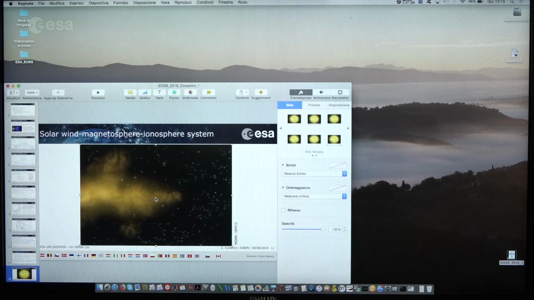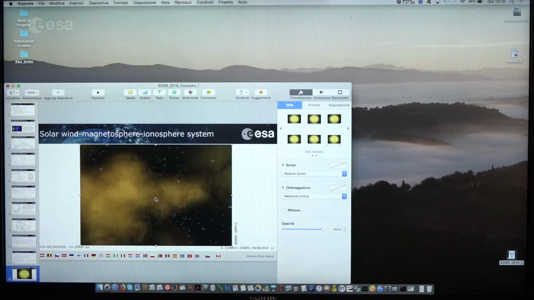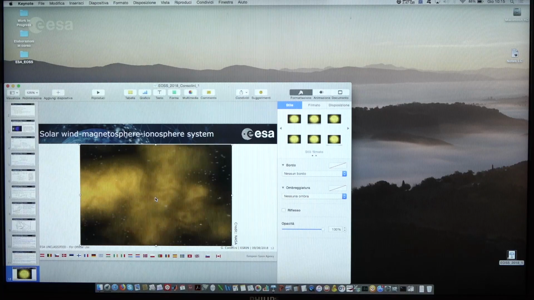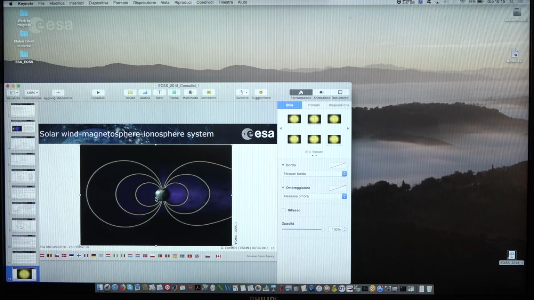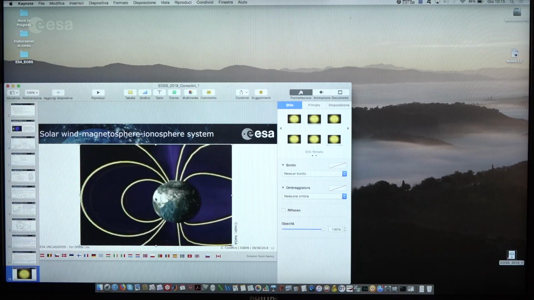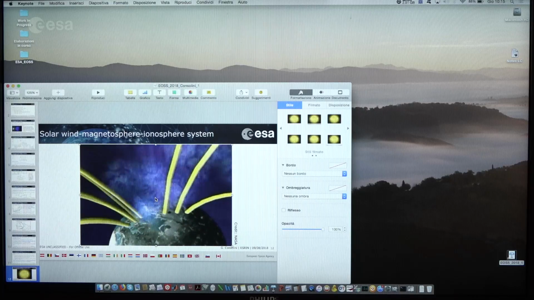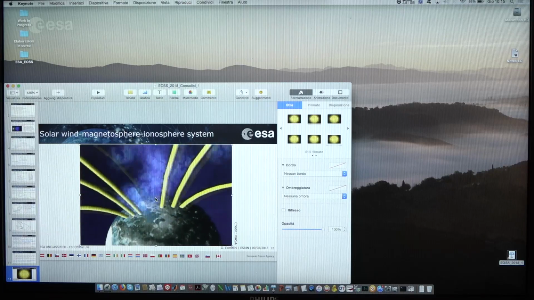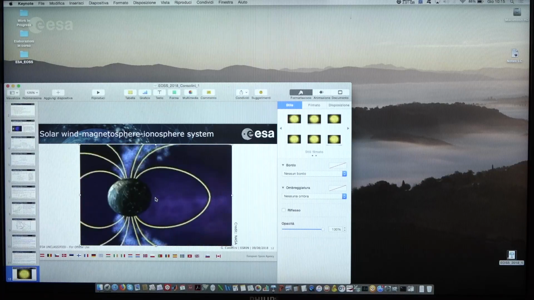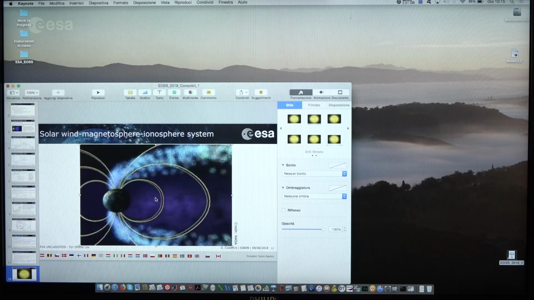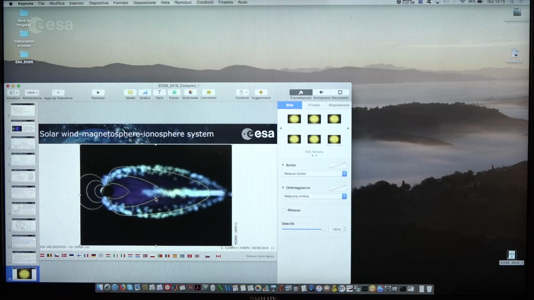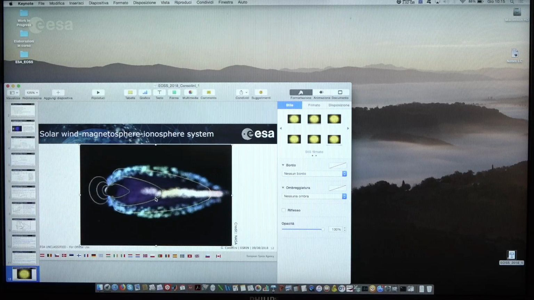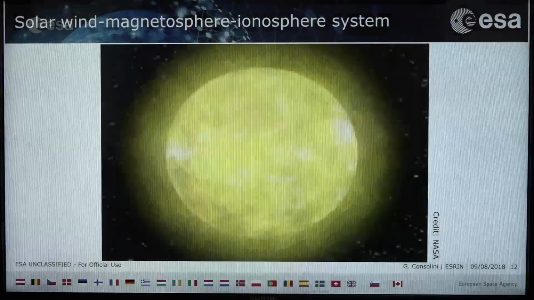So this is a movie. We have a coronal mass ejection from the sun. This coronal mass ejection impacts the Earth's magnetosphere, compressing it and also transferring energy, particles, and momentum to the Earth's magnetosphere, which is advected to the high latitude ionosphere. So the study of the high latitude ionosphere is completely connected with what happens in the solar wind and on the sun. We cannot separate these things in order to understand the physics of the ionosphere.